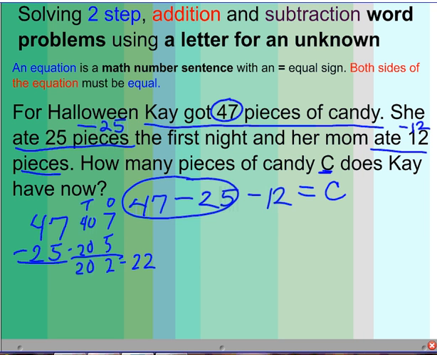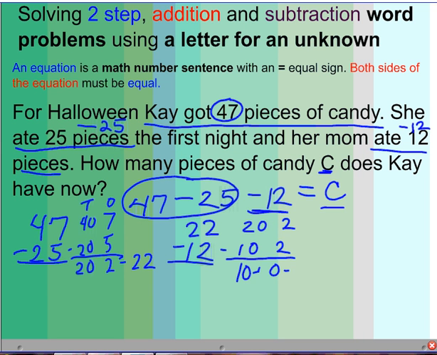But then I'm going to go look at my equation. I need to subtract the 12 to figure out what C is, to figure out the number of pieces of candy Kay has now. So I have 22 now, and I'm going to take away 12 more. I'm going to use my partial differences strategy. I have 20 and 2 and 10 and 2. 20 take away 10 is 10, and 2 take away 2 equals 0. This equals 10. 10 plus 0 equals 10. So now I have 10. 10 equals C. I'm not done with my problem.